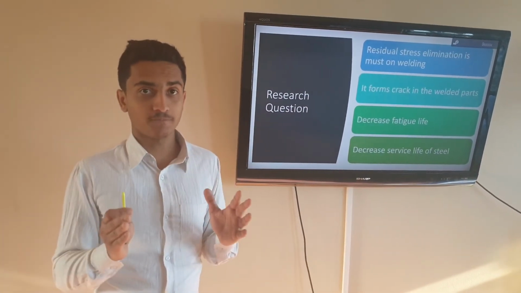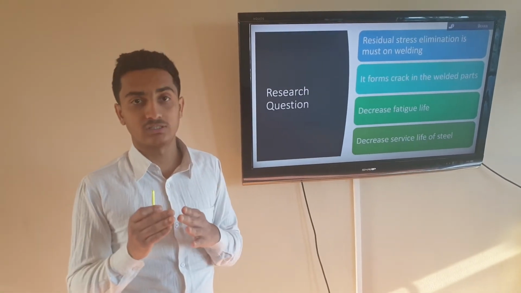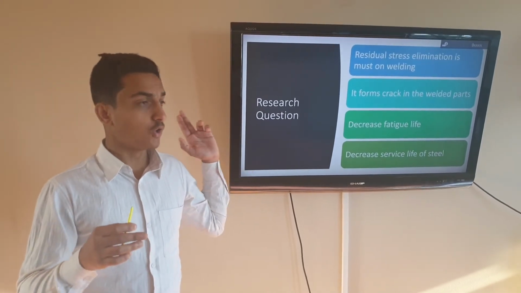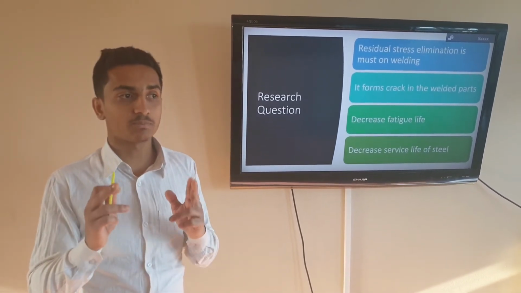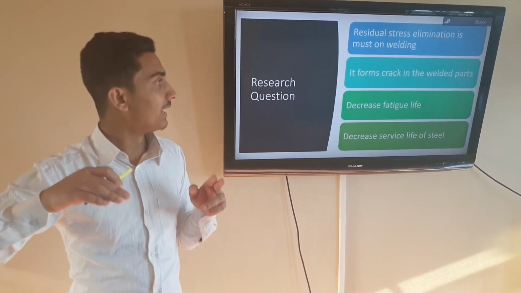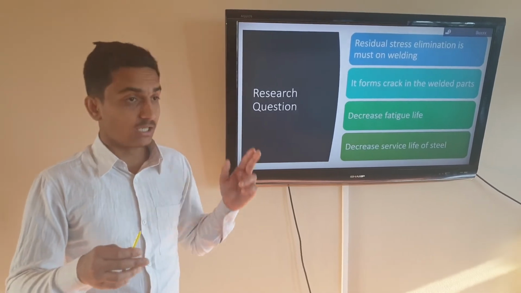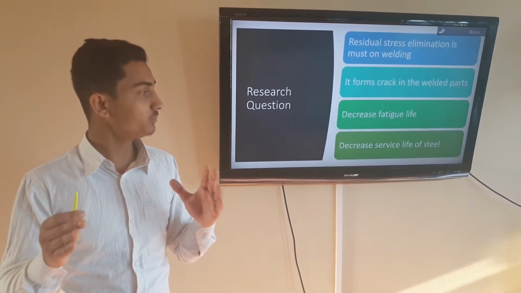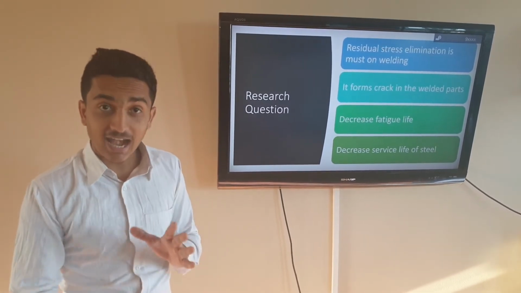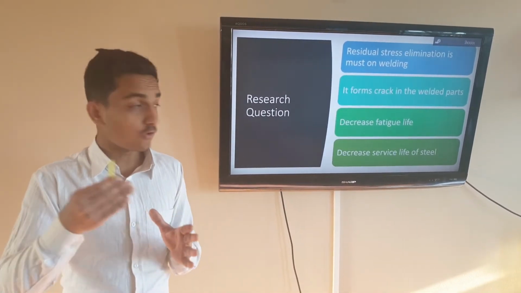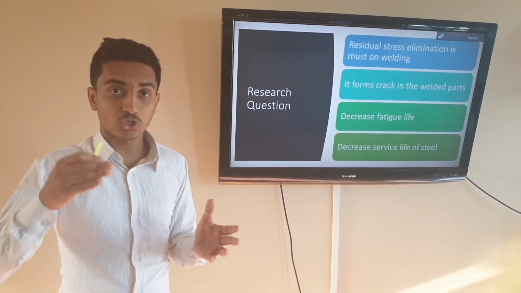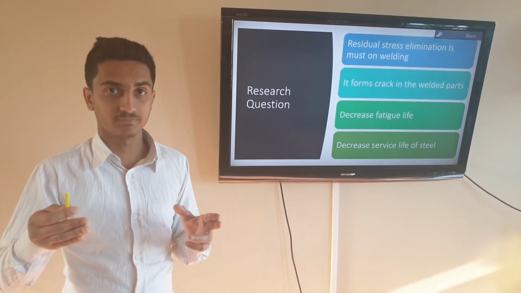Now, what is the research question of this research? It's from the previous slides. We knew residual stress is one of the major problems concerning welding. Now, it shows it must be eliminated. So, why should it be eliminated? Because it initiates cracks at the welding. Furthermore, it decreases fatigue life. It also decreases the service life of the steel.